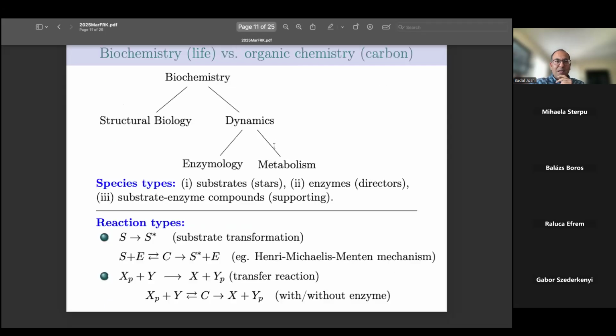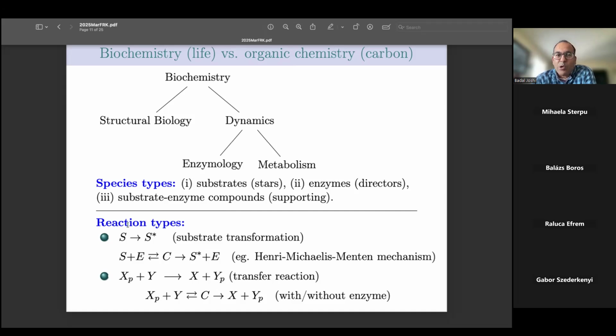Okay, so what is a biochemical network? What do I mean by biochemistry? Now, biochemistry is conventionally classified into these three branches. One branch is structural, while the other two branches are more related to enzymology and metabolism. And they have a very special character. If you think about the reactions that appear in biochemistry, the species all have some type, right? There are species that are substrates, which are the stars of the show. They are the ones you observe or are interested in. They change from one substrate to another. Enzymes are the directors, which basically lead the action. And then substrates and enzymes form complexes, right? So these are the supporting cast.